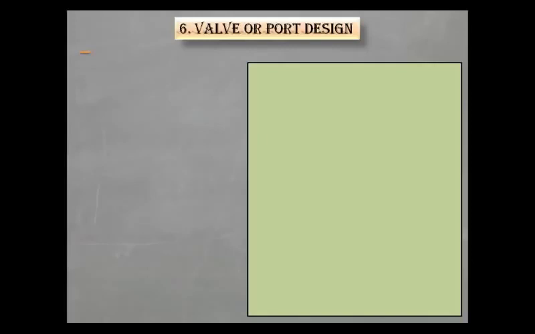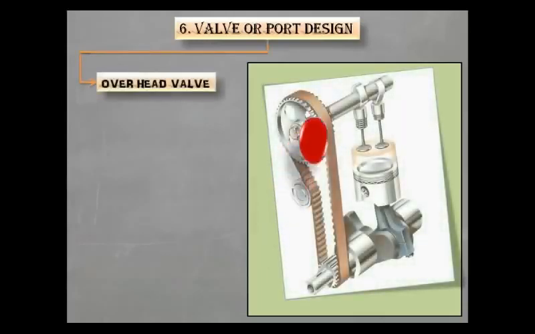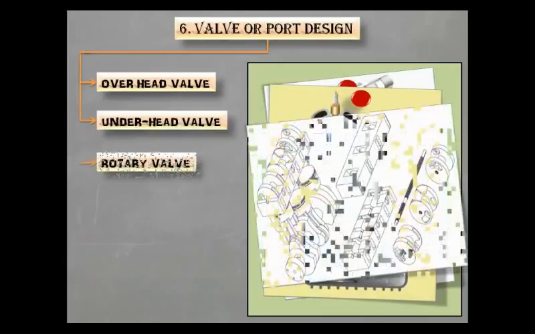Based on the valve or port design, the internal combustion engine can be classified as overhead valve. In overhead valve, the intake and exhaust port are located at the top of the cylinder, and in underhead valve, the valves are located as we can see in this way.